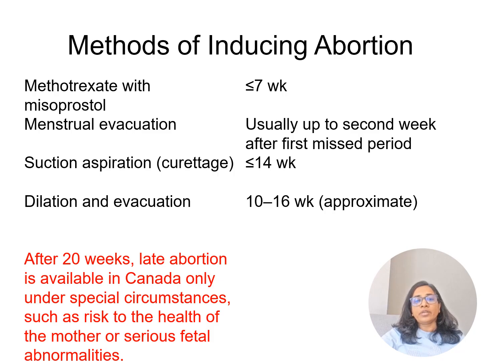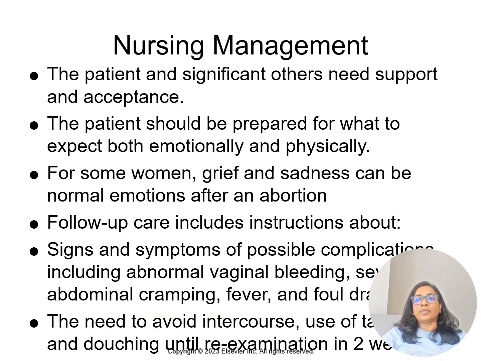suction, aspiration, and curettage. Dilation and curettage or evacuation is the other procedure, usually used between 10 and 16 weeks. All of these procedures can be used in combination or singly, depending on the age of the fetus. After 20 weeks, late abortion is still available in Canada, but only under special circumstances, if it causes a really big risk to the health of the mother or the fetus, then late abortions are available.